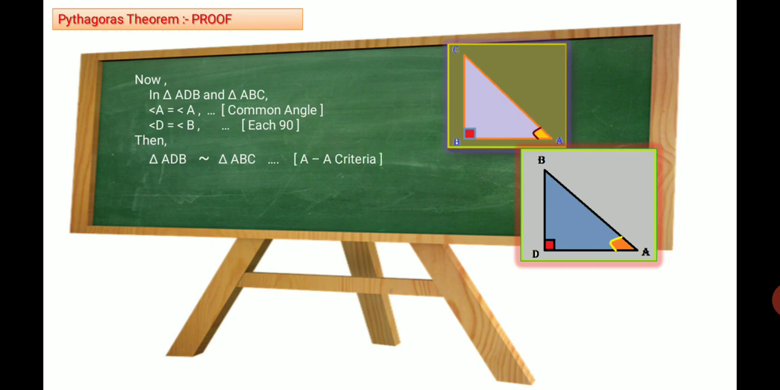If the triangles are similar, then the sides must be proportionally equal. So AD by AB is equal to AB by AC. Now, when we cross multiply, AD into AC is equal to AB into AB. So AB into AB, AB square, is equal to AD into AC. Call this equation number 1.